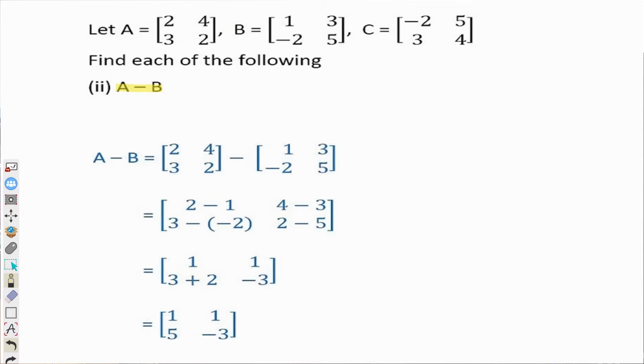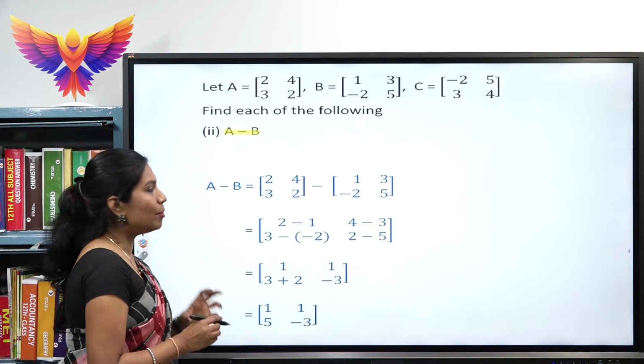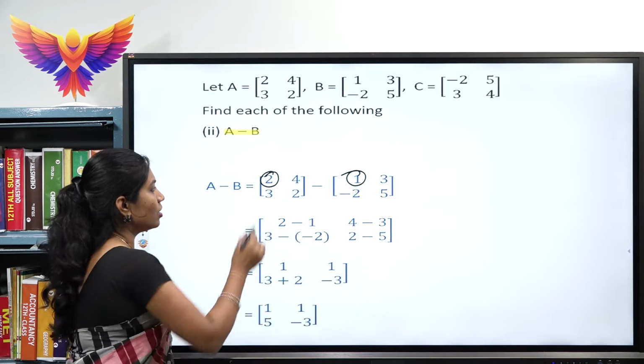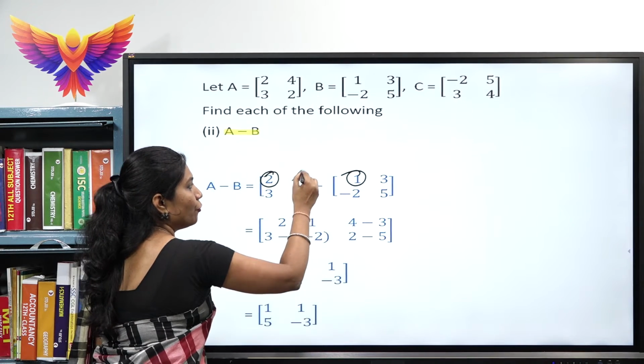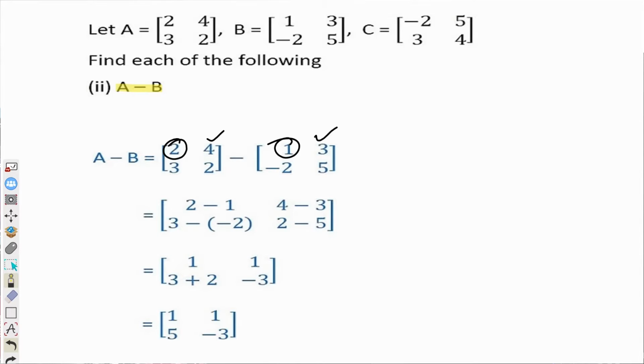For A minus B, the elements need to be subtracted from matrix A to matrix B. So, A minus B. Each and every individual corresponding element needs to be subtracted here, that is 2 minus 1, the same way 4 minus 3, then 3 minus 2 and 2 minus 5.